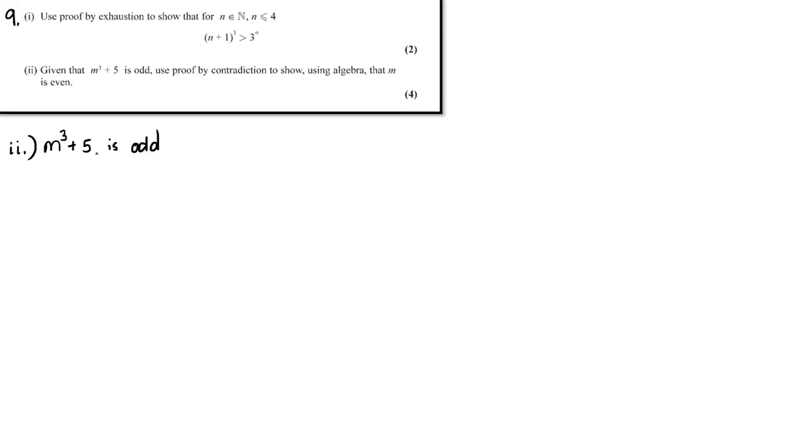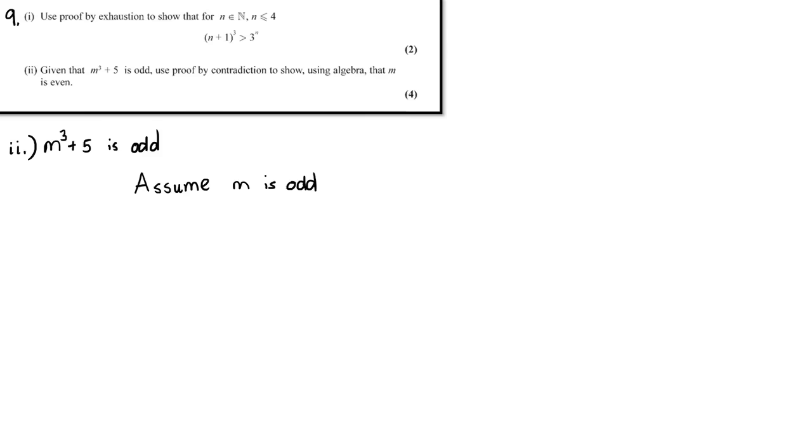So it makes sense here to assume that m is odd. So we assume m is odd, or you can say not even. We can assume m is odd, because what we said here is we need to show, using proof by contradiction and algebra, that m is even. So if we assume m is odd, and we begin the proof like this, we should hopefully arrive at a contradiction towards the end of this proof.